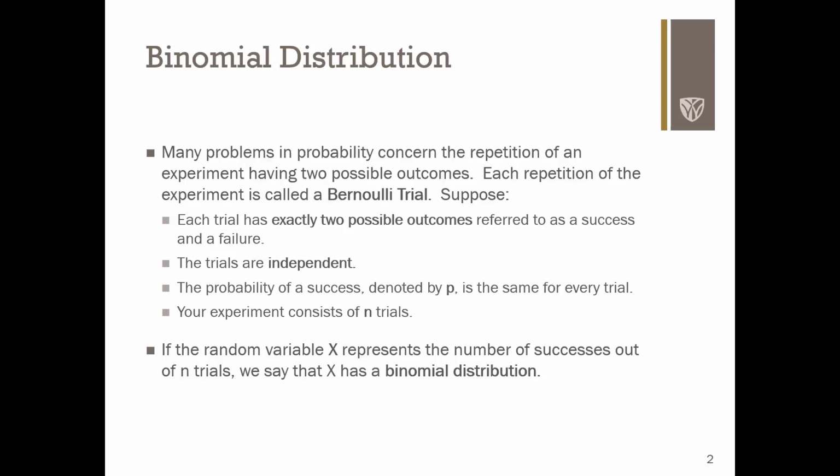In this lecture, we're going to discuss a particular discrete probability distribution known as the binomial distribution. The binomial distribution is based on the concept of a Bernoulli trial, and a Bernoulli trial is simply an experiment that yields exactly two possible outcomes. So flipping a coin would be a Bernoulli trial. You have two outcomes, heads or tails.